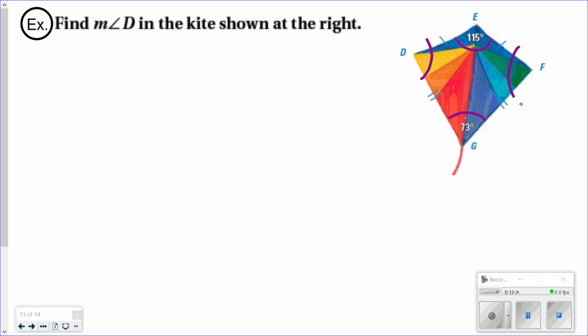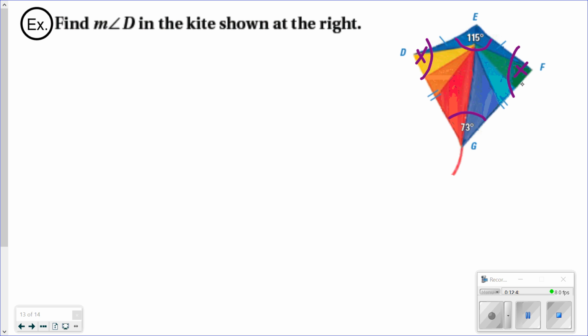Now, we don't know what measure they are. That's what we need to solve for, but I can call each of these angles x. So our goal here is to solve for x. Since we have a quadrilateral, what is the sum of the interior angles of a quadrilateral? That would be 360 degrees.